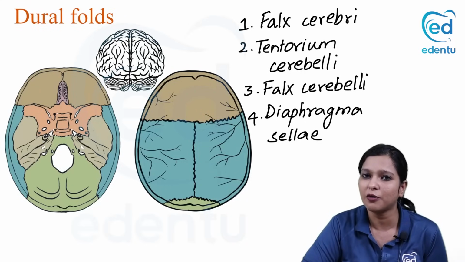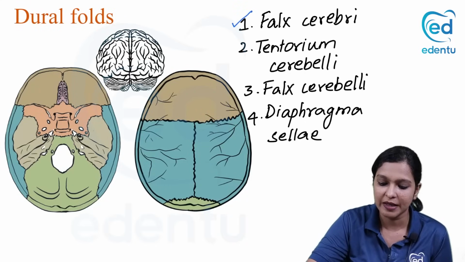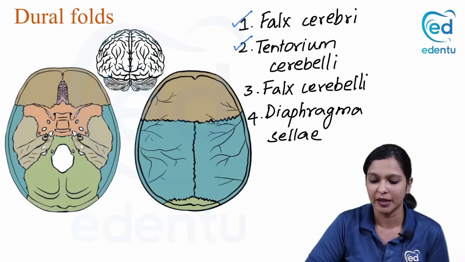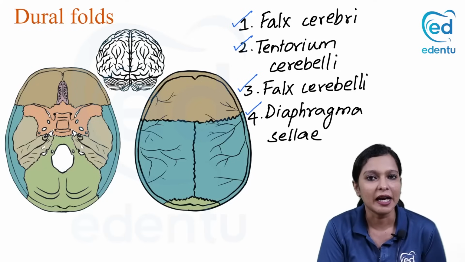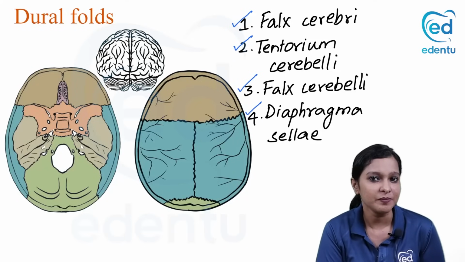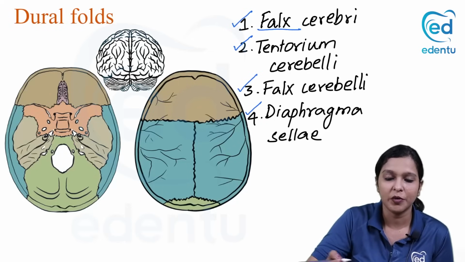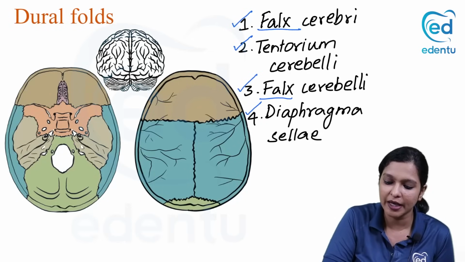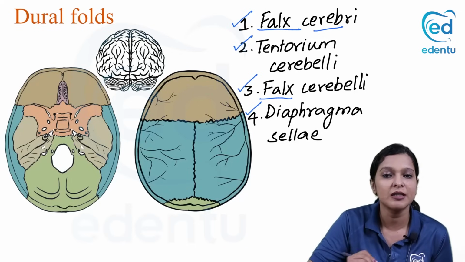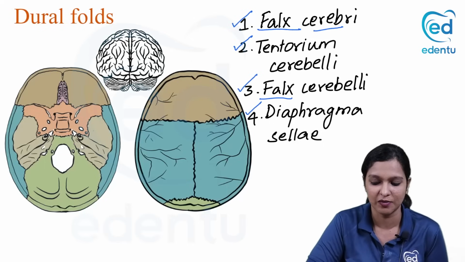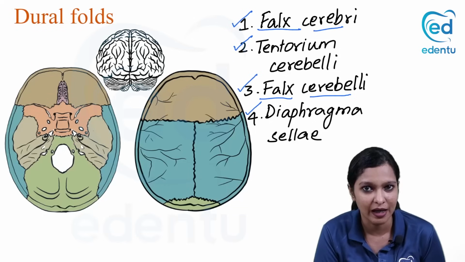There are four folds in total. The first fold is called the falx cerebri. The second one is called the tentorium cerebelli. The third one is called the falx cerebelli, and the fourth one is called the diaphragma sellae. Now the names are based on the shape and where it is. Falx means sickle, so it is sickle shaped. Both the cerebri and cerebelli are sickle shaped. One is called cerebri because it is present between the two cerebral hemispheres. The other is called cerebelli because it is present between the two cerebellar hemispheres.